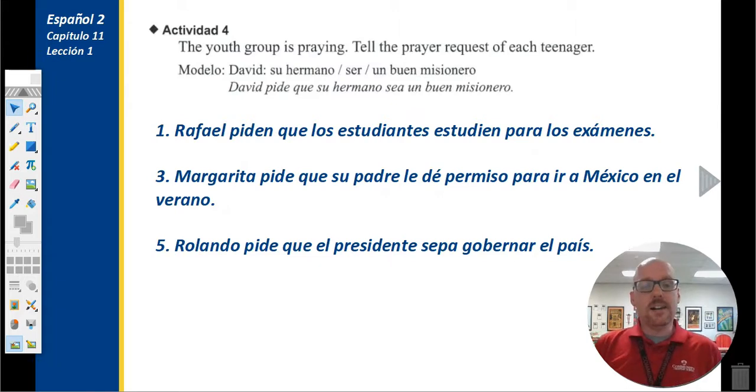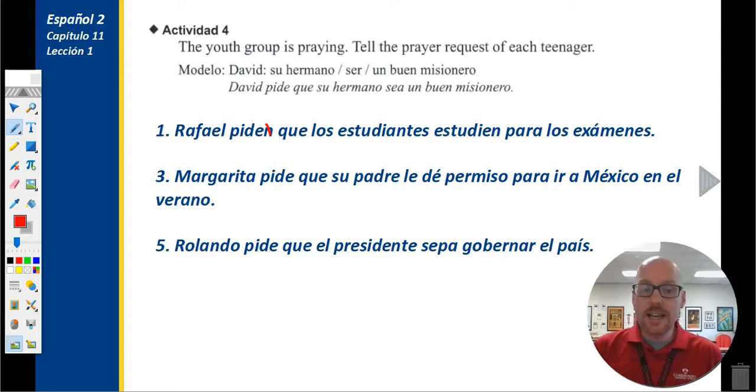Número 1. Rafael pide que, and this is an error, this is singular, so it should be pide. Rafael pide que los estudiantes estudien para los exámenes. Rafael asks that, or requests, remember this is a prayer, Rafael asks that the students study for the test. So he requests that they study for the tests.